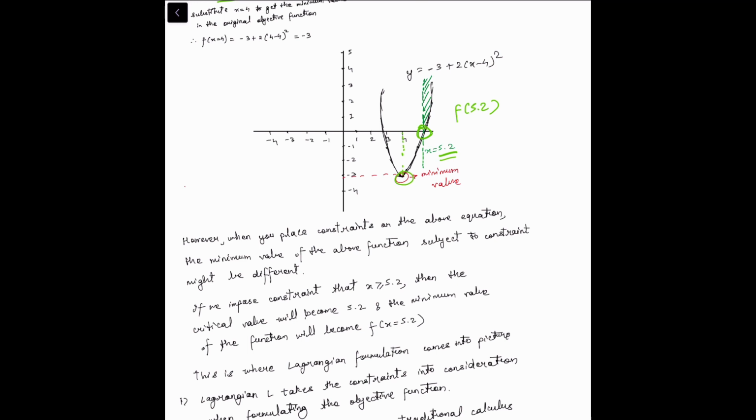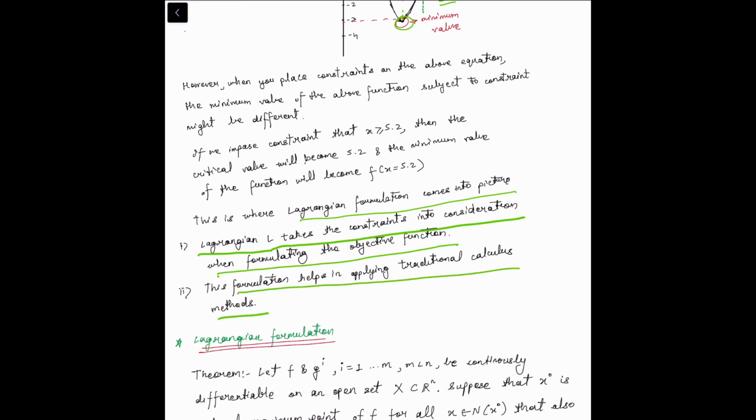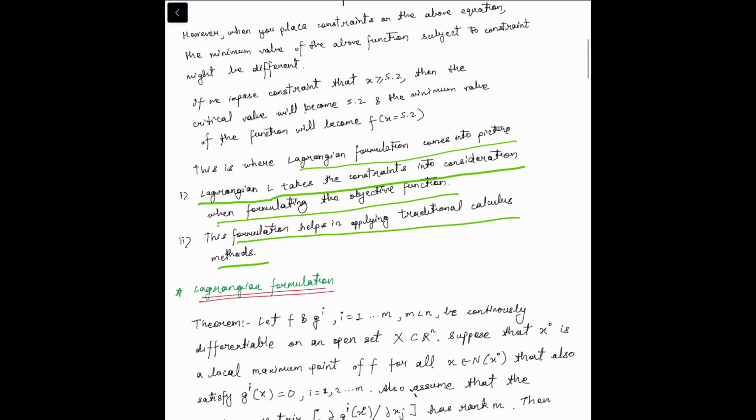This is where the Lagrangian formulation comes into the picture. The Lagrangian L takes the constraints into consideration when formulating the objective function, and the advantage of this is that the formulation helps in applying traditional calculus methods. This is the main motivation behind studying the Lagrangian formulation.